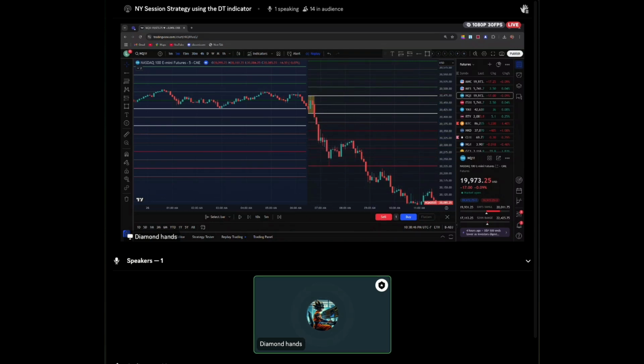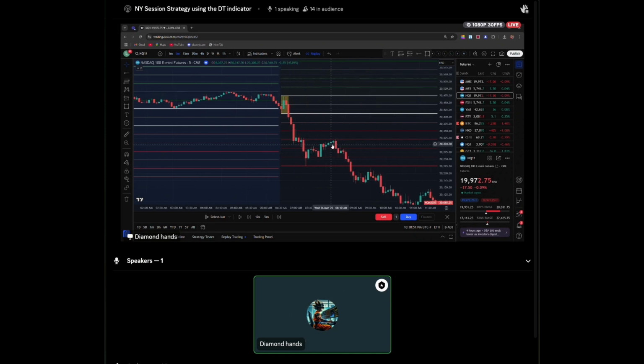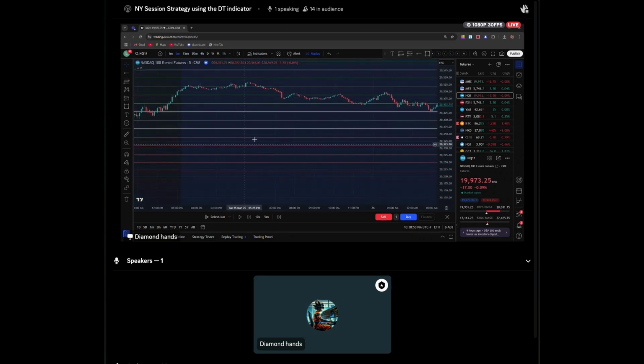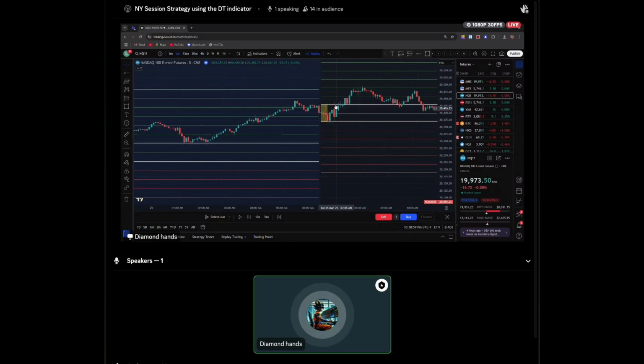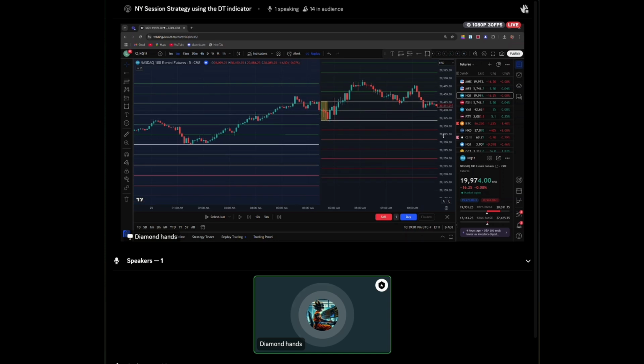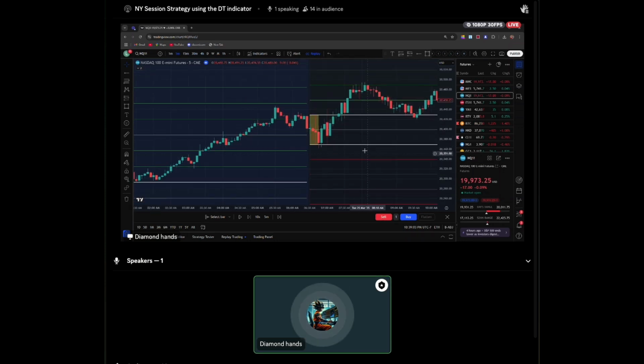The day that it gets you is when it wicks, the double break you're talking about. Like this, but it didn't close. Look, see, even on the 5 minute right here, this didn't close. If it wicked you out right here, it's because you didn't wait for the candle to close.